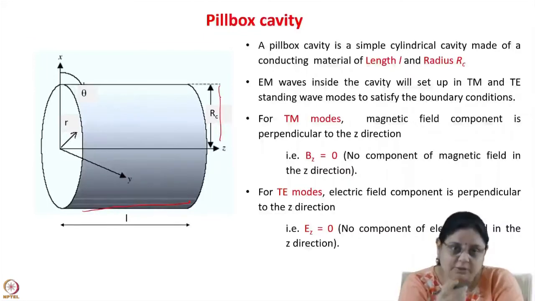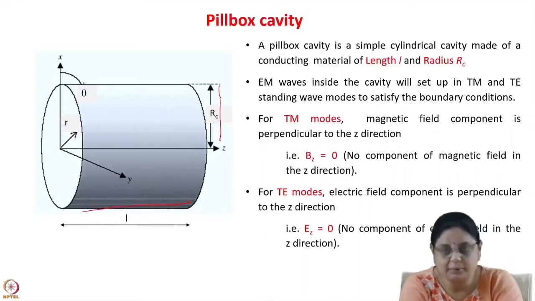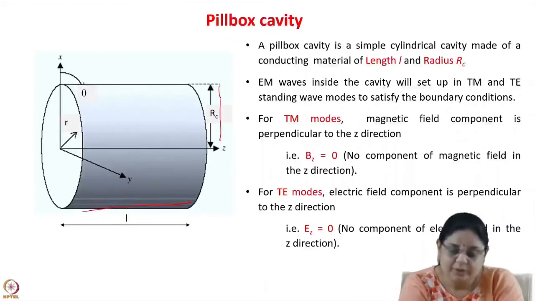As you know, when electromagnetic waves enter inside the cavity, they will set up TM or TE standing modes in order to satisfy the boundary condition. The TEM mode, as we have seen, is not possible either in a waveguide or a cavity. Once it enters the cavity, the electromagnetic wave will be either a TM mode or a TE mode. I also mentioned in the last lecture that in a cavity, the transverse in TM or TE refers to transverse with respect to the Z direction, because there is no propagation.